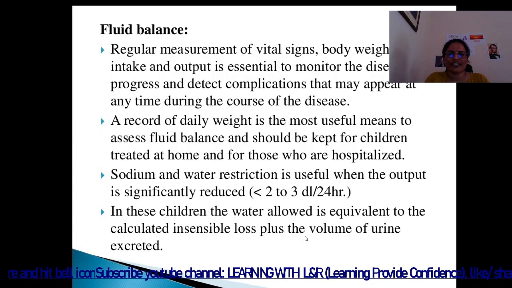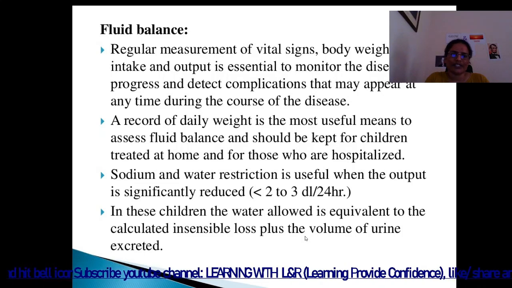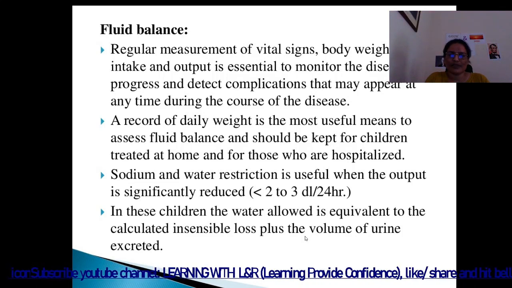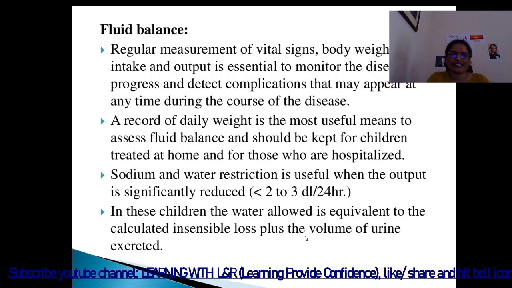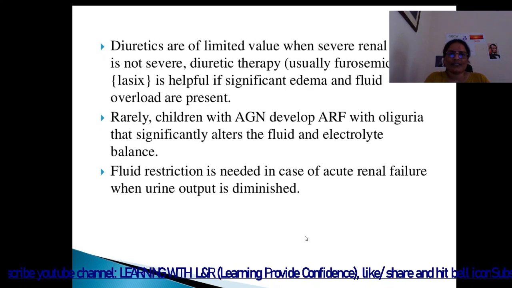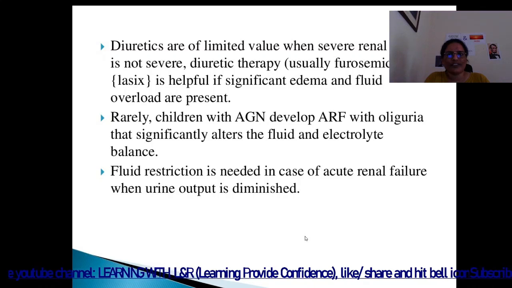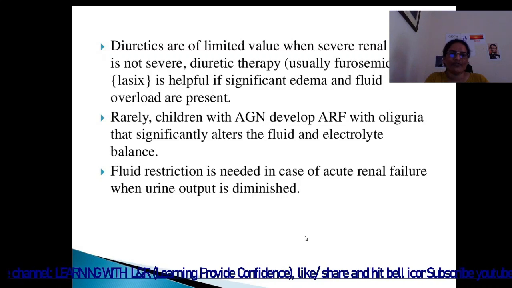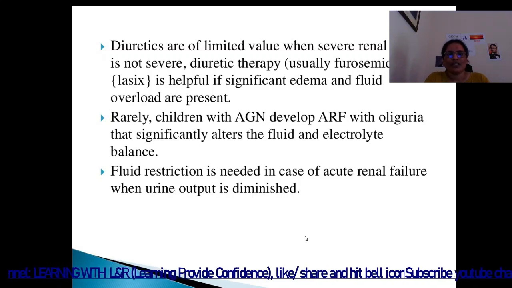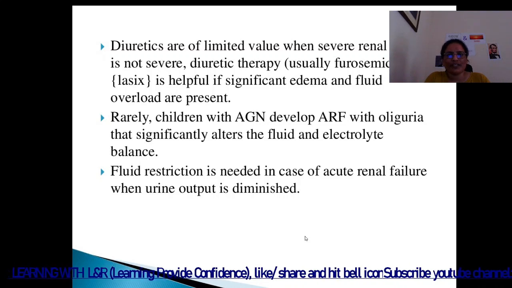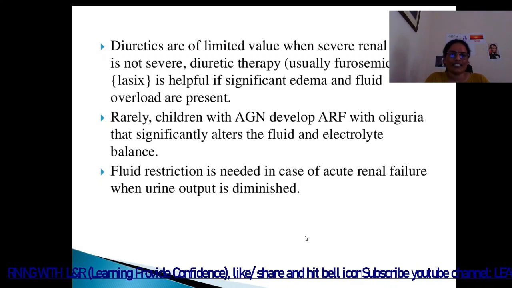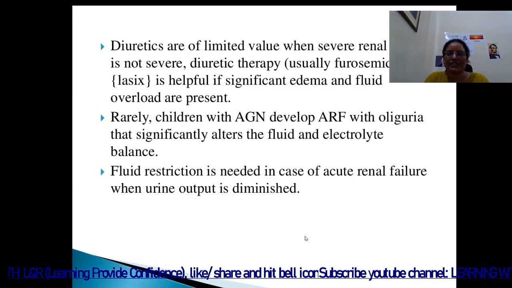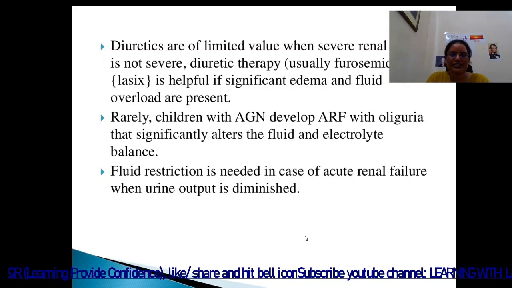Sodium and water restriction is useful when the output is significantly reduced. In these children, the water allowed is equivalent to the calculated insensible loss plus the volume of urine excreted. Diuretics are of limited value when renal failure is severe. Diuretic therapy is helpful if significant edema and fluid overload are present. Children with AGN develop acute renal failure with oliguria that significantly alters the fluid and electrolyte balance. Fluid restriction is needed in case of acute renal failure when urine output is diminished.